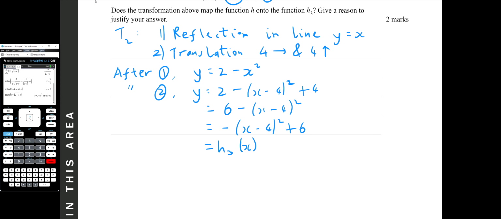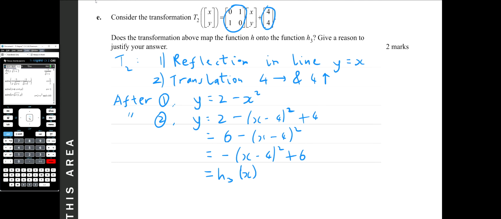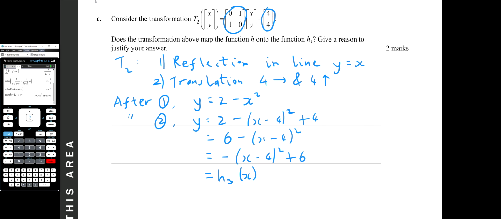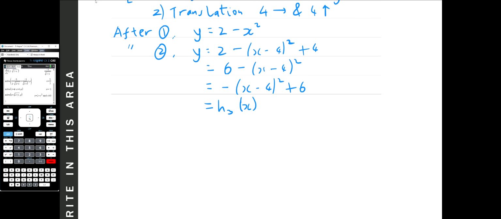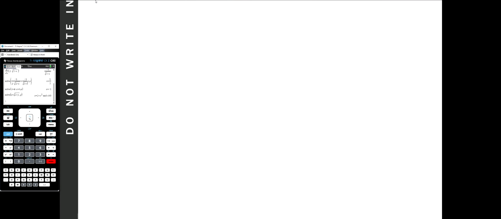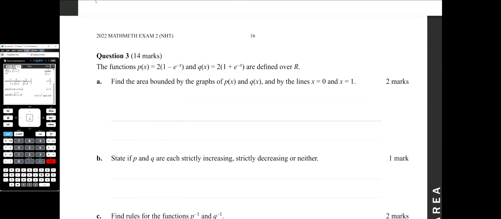So let's read the question again. What does it want? Does the transformation above map the function h onto the function h3? Yes, it does. So yes, T2 maps h onto h3. Done. That is all you need to do. Excellent. So moving on, now we've got a new question.